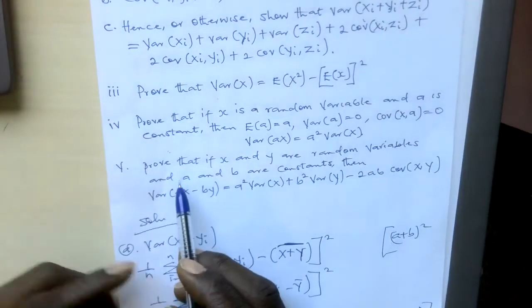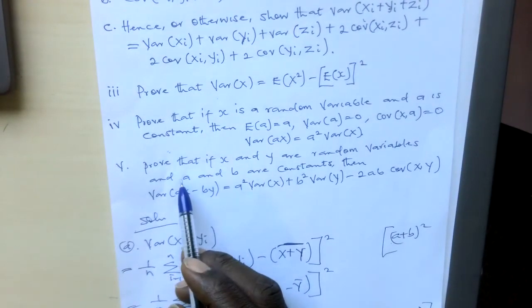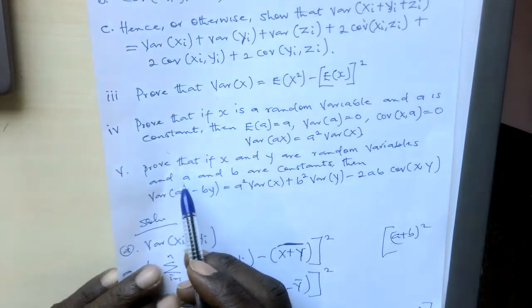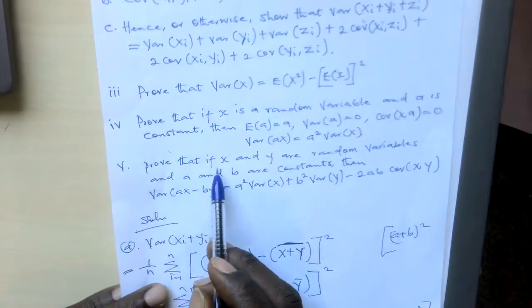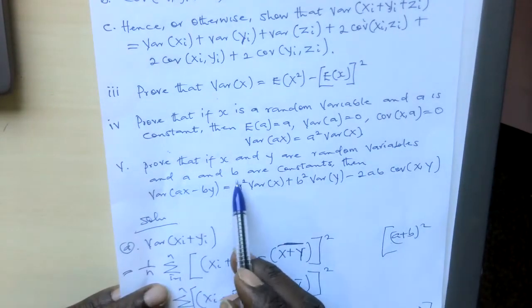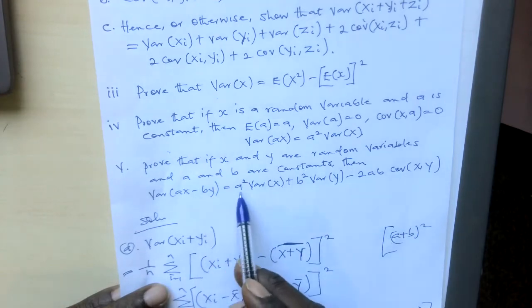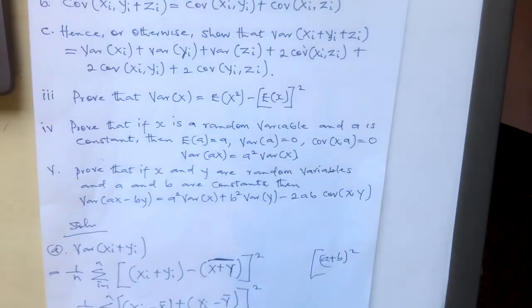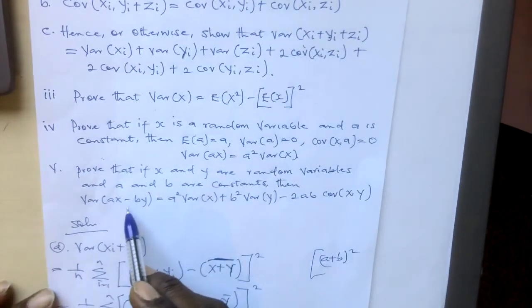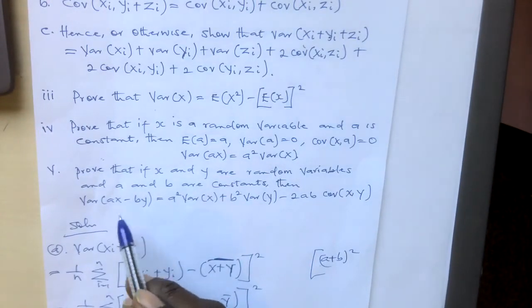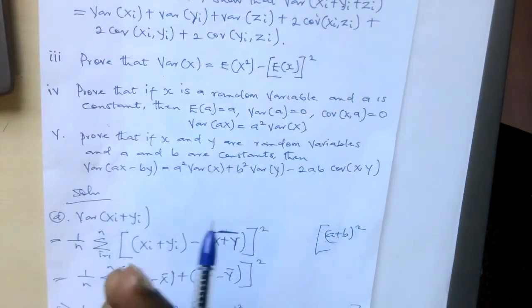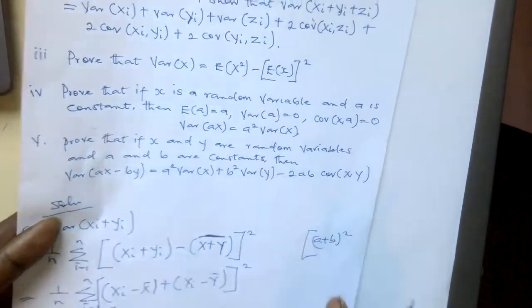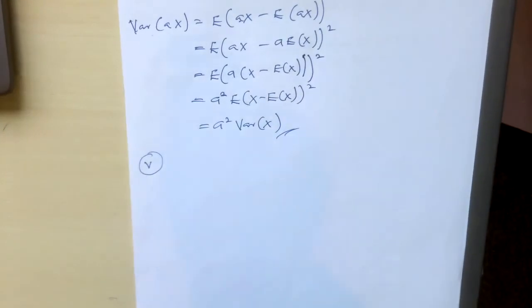So the question says, prove that if x and y are random variables and a and b are constants, then the variance of this equals this. So this is more like a composite function, kind of a composite now. You have x, ax minus by, not a joint one, a composite one.